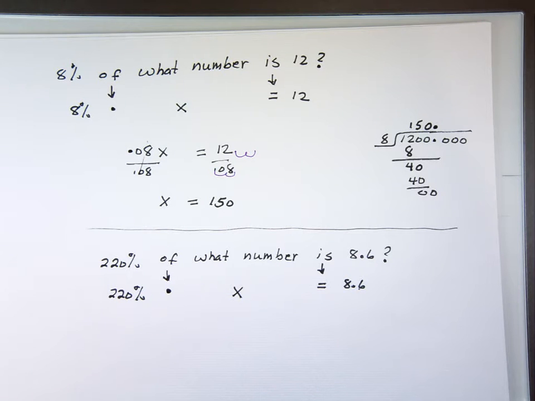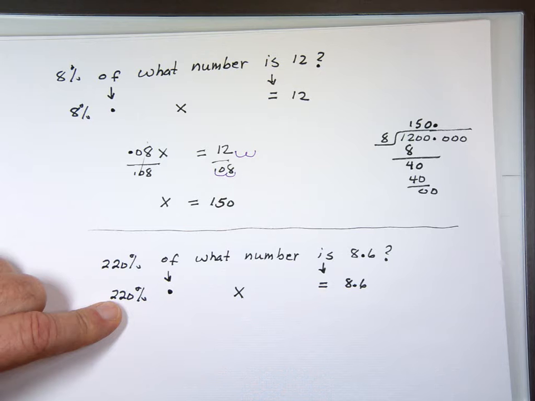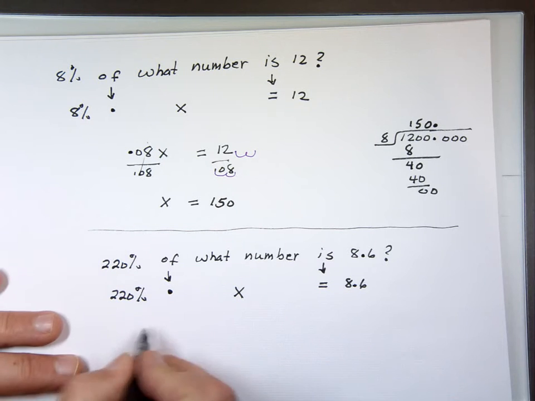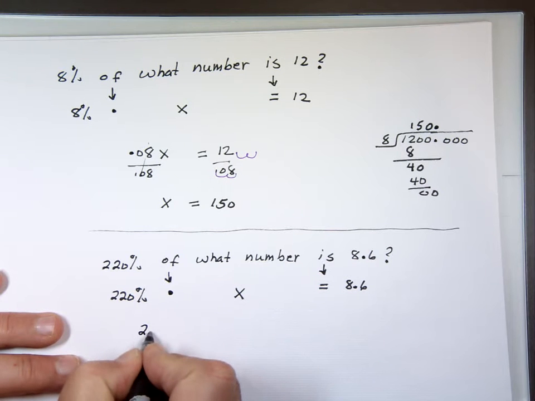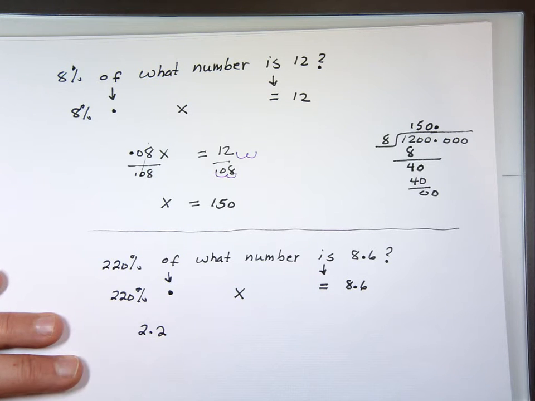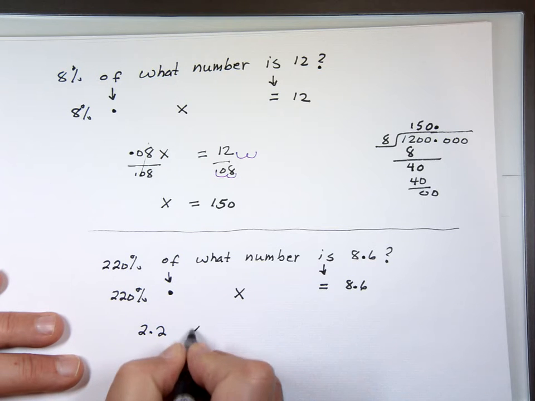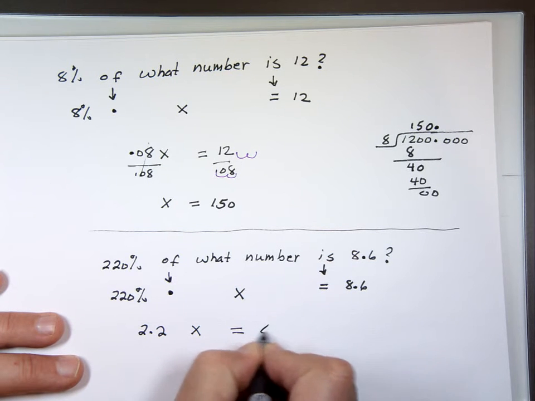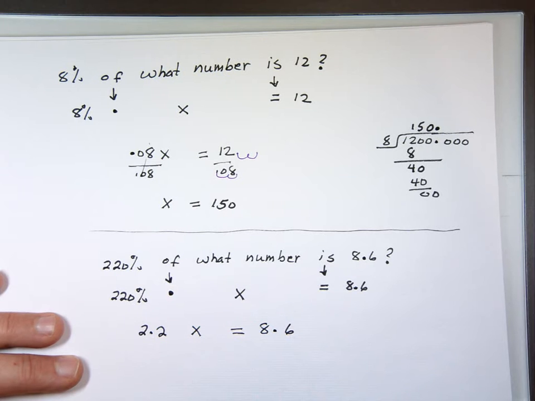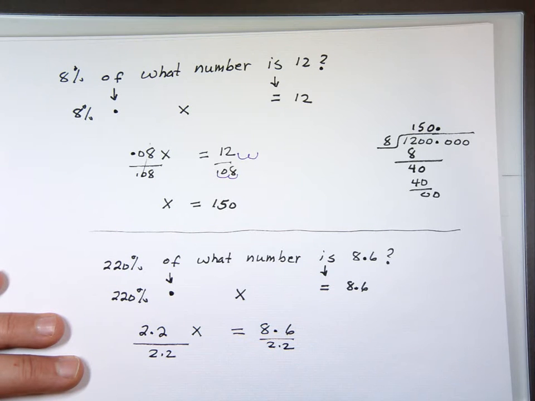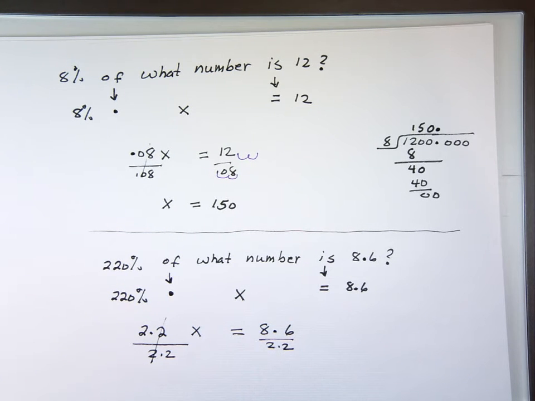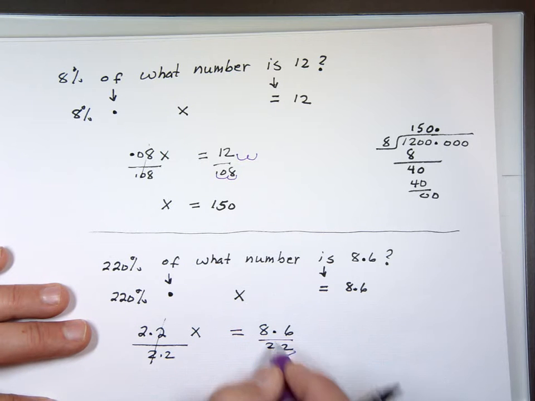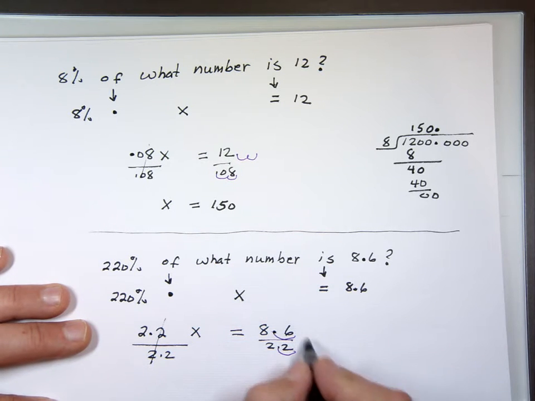Again, we can change this one to either a fraction or a decimal. If I change it to a decimal, that becomes what? 2.2. Right? You've got to move it 2 places. 2.2x equals 8.6. So to solve for x, we're going to divide by what? 2.2. Again, move this decimal point 1 place to the right. That's 1 place to make the bottom number a whole number.